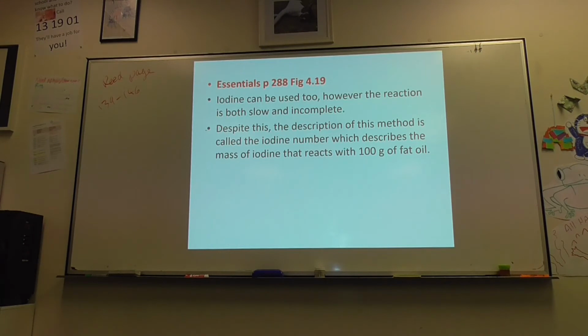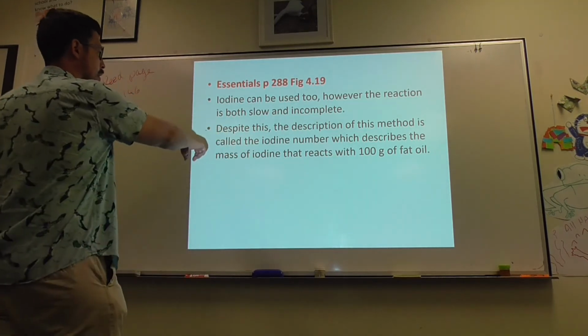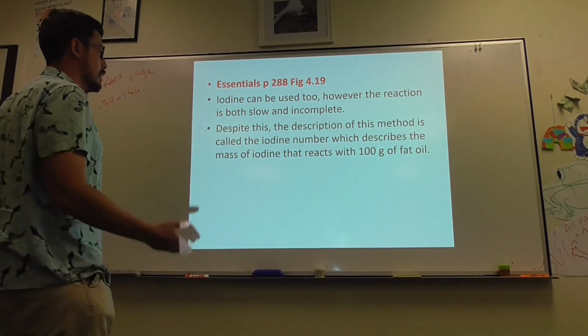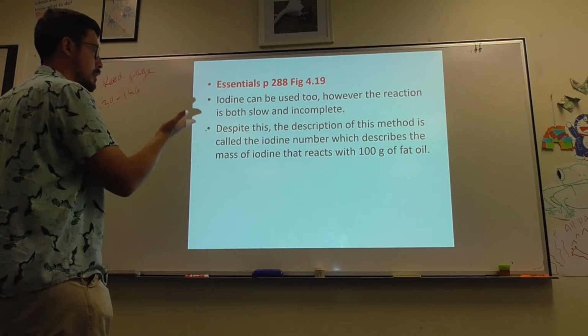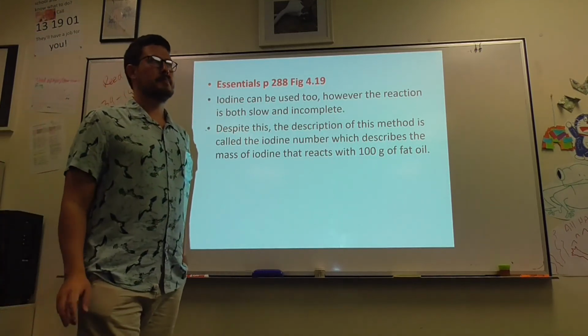Iodine can be used too. It used to be used, but because it's a lot bigger, it's slower and it doesn't work as well. So often it's called the iodine number for historic reasons, but we mostly use bromine. And the description is the mass of iodine that reacts with 100 grams of fat or oil. It's kind of a number.